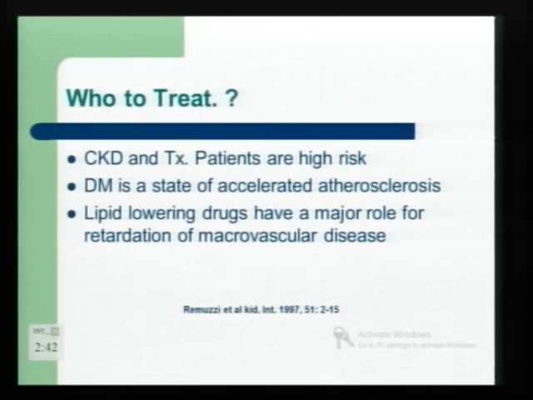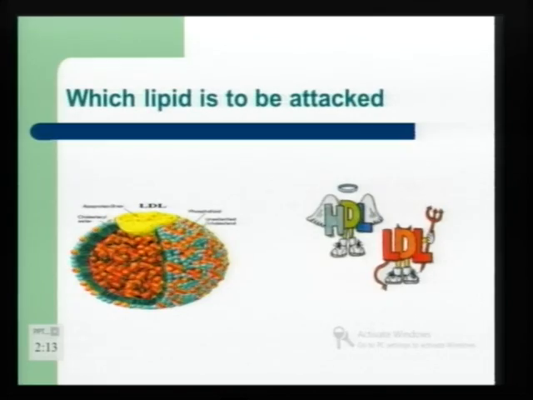So who to treat? Of course, the chronic kidney disease patient and transplant patients are at the highest risk of cardiovascular morbidity and mortality. Diabetes mellitus itself is a state of accelerated atherosclerosis. Lipid-lowering drugs, according to Ramuzzi in 1997, have a major role in retardation of the macrovascular disease. This is broadly accepted. Whether they alone have an effect on the microvascular disease in the kidney is questionable. They have to be with other factors.